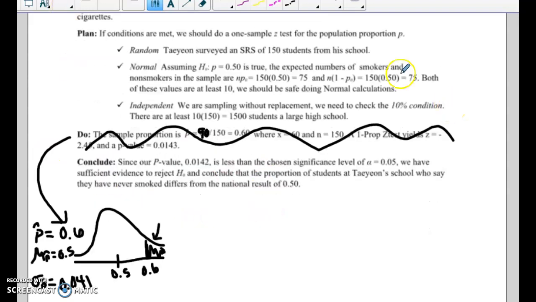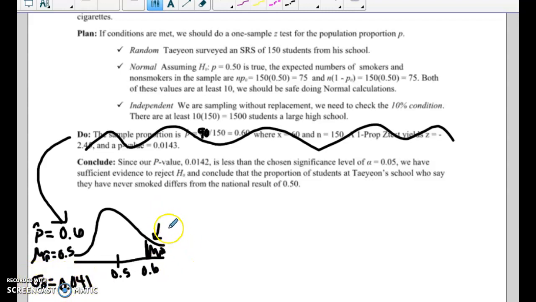All right, I paused the video for a second. I went ahead and made these calculations and drew my picture. So for the do, the p hat here, 90 over 150, because 90 of his classmates said they have never tried cigarettes, divided by 150 is 0.6. The mean of the sampling distribution is the same as the mean of the population. That was 0.5. And then I did square root of PQ over N to get this sigma of p hat.